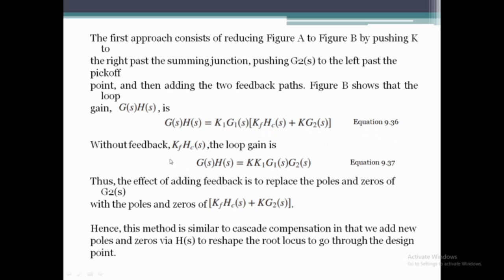So without feedback, KF Hc(s), the loop gain G(s)H(s) is equal to K1 G1(s) multiplied by G2(s). Thus the effect of adding feedback is to replace the poles and zeros of G2(s) with the poles and zeros of KF Hc(s) plus K G2(s). So this method is similar to the cascade compensation in that we add new poles and zeros via H(s) to reshape the root locus to go through the design point.